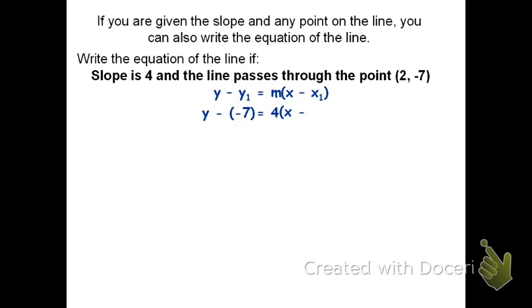Substituting this in, I would say it's y minus negative 7 equals 4 quantity x minus 2. Now, I'm not going to leave it like this. The y minus a negative 7 should be rewritten. That becomes y plus 7 equals 4 quantity x minus 2.